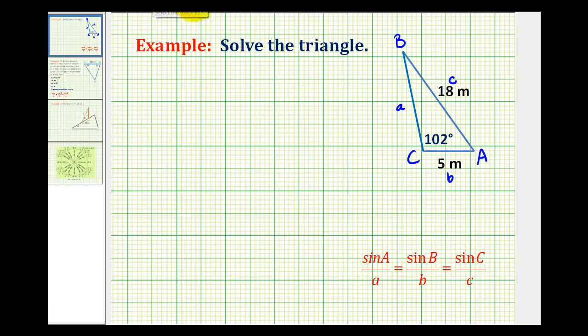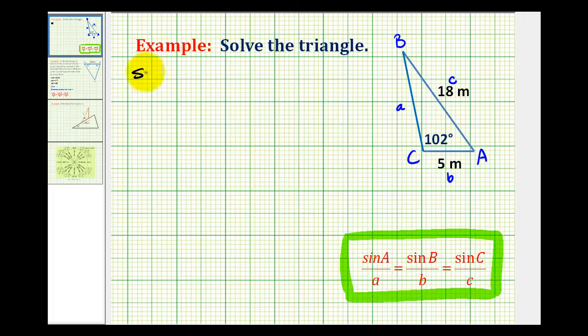Now we're going to use the law of sines to set up a proportion where we only have one unknown, and then we'll solve for the unknown. So to get us started, since we know the measure of angle C and the length of side C, we're going to have the sine of angle C divided by the length of side C is equal to the sine of angle B divided by the length of side B. Notice we'd only have one unknown, and that would be the measure of angle B.